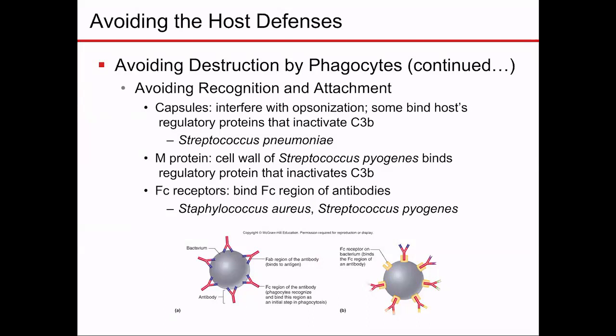So in the case of pathogens that can prevent opsonization, and in that way, it's going to be harder for the phagocytosis to happen, this bacteria, Streptococcus pneumoniae, has a capsule, and that capsule will interfere with the opsonization because it will prevent the binding of active C3b. M protein. This is a protein produced by a bacteria called Streptococcus pyogenes. This is what produces the strep throat.